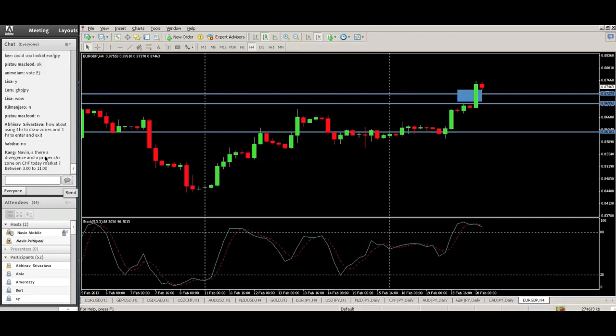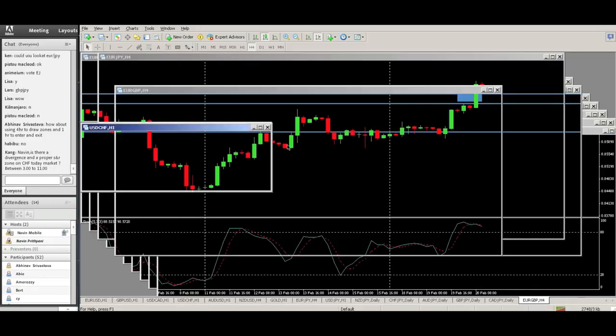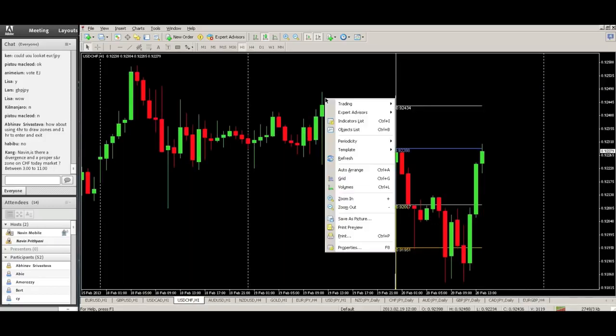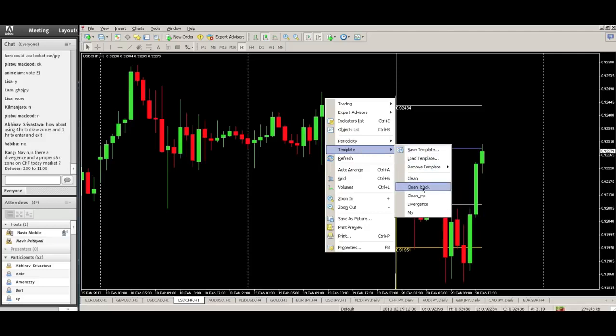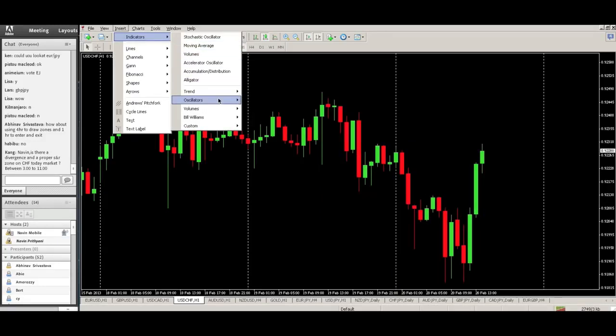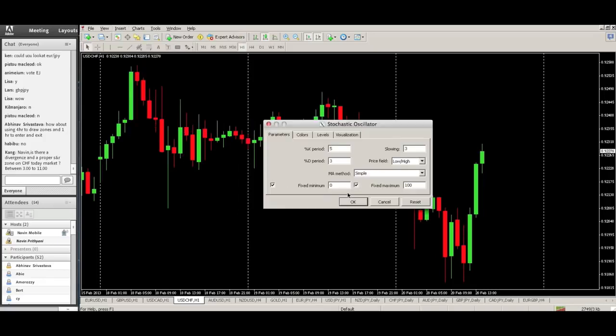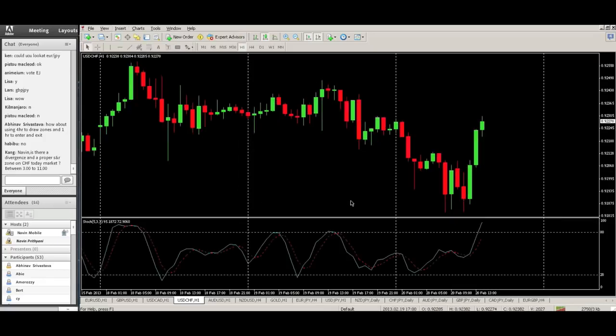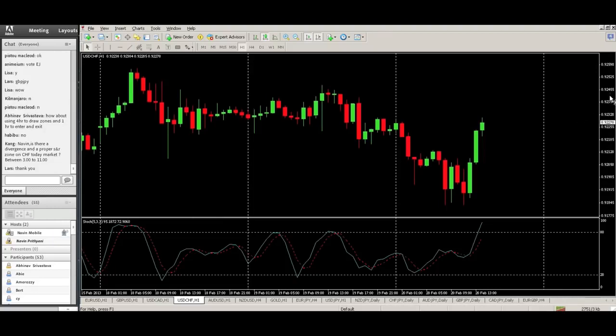Okay. Naveen, is there a divergence and proper support resistance zone on Swiss franc market? Let's take a look. Okay, after this one, we do pound yen. Sorry. We'll just take a look at this real quick. Yes, we do. Take a look at this area.